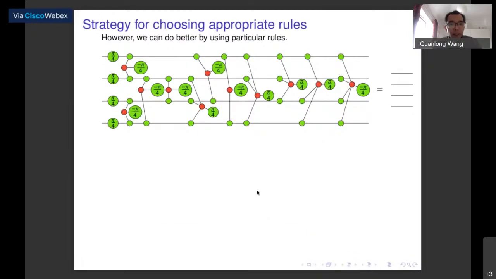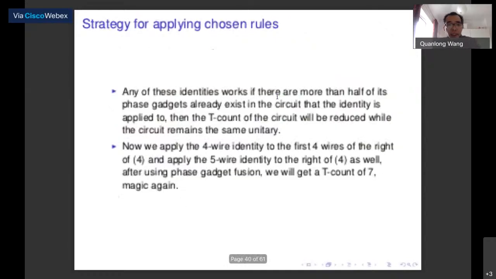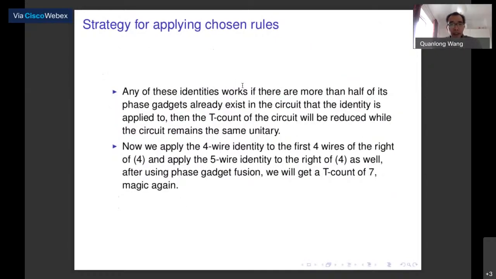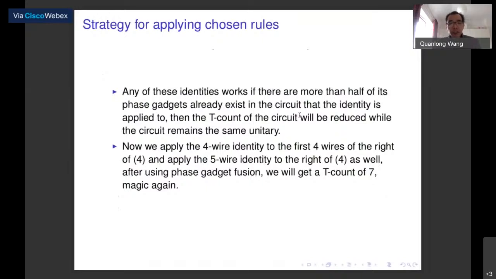But actually, we can do better. Remember, we need a good strategy for using ZX calculus. If we can find some new good rules like this identity, which is for the phase gadgets, and all these 5-wire identities for the phase gadgets, I didn't give the angles. If you apply these identities, they can work for T count reduction. Why? Because if you already have half of the phase gadgets of these identities in your circuit, then if you apply the identities, your T count will be reduced, right?